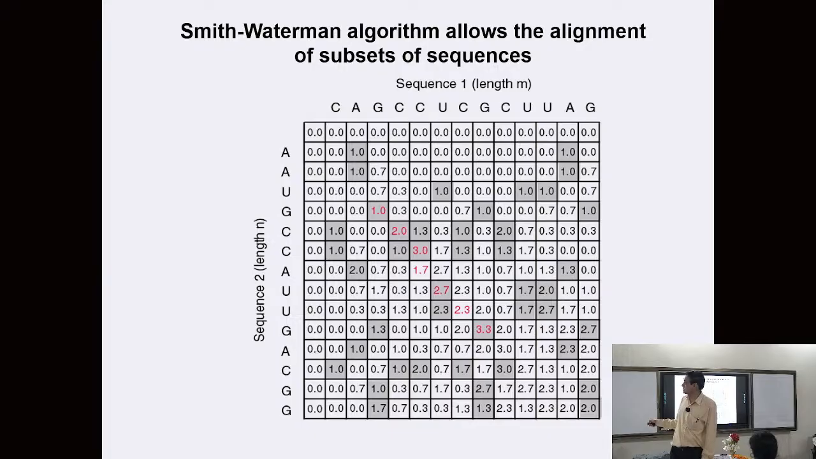So you get 3.3 by which move? Diagonal, vertical, or horizontal? Diagonal, and diagonal means that G should be aligned to G. How did you get 2.3? Diagonal, which means U should be aligned to C. 2.7, this is also diagonal, U should be aligned to U. This is 1.7, this is vertical. Vertical means that A should be aligned to a gap. Very good. And this is diagonal, so C should be aligned to C.